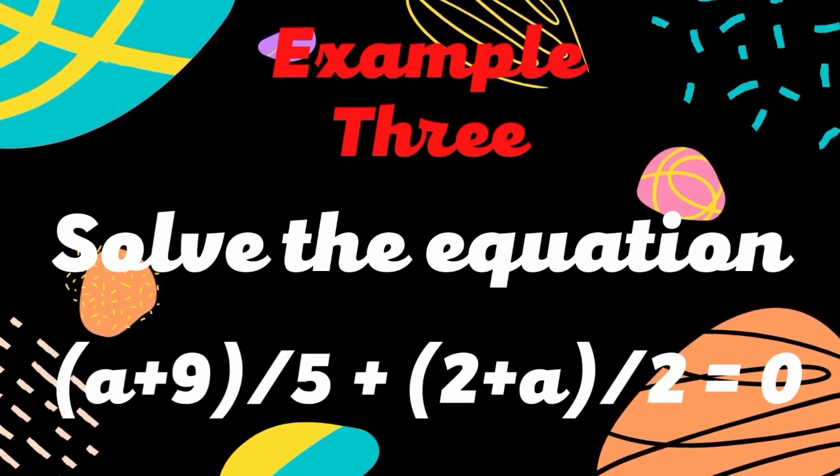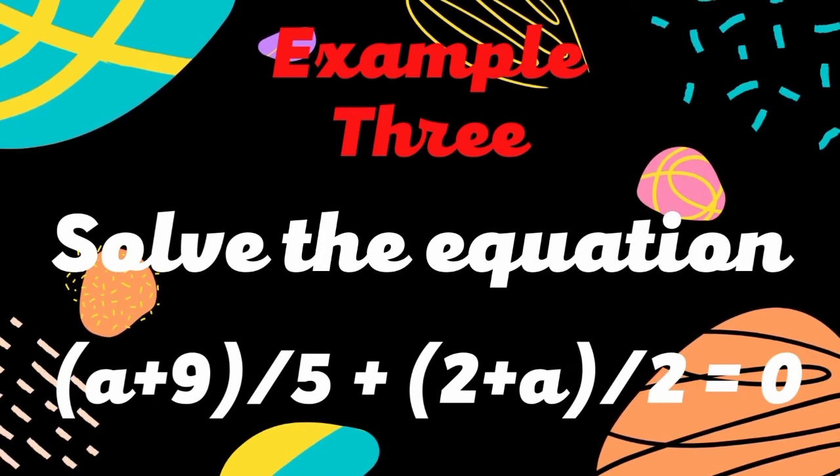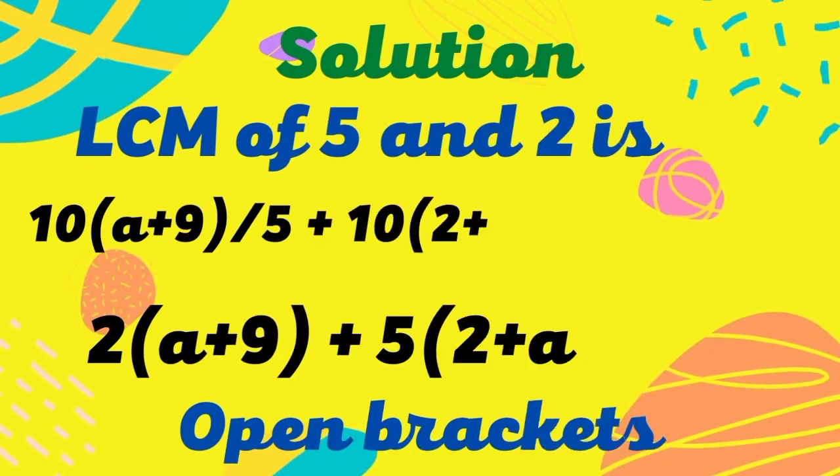The next example is example 3, and it says solve the equation a plus 9 over 5 plus 2 plus a over 2 is equal to 0. Just like the way we solved the previous example, all you need to do is to first of all take a look at the LCM of the denominators, which is the LCM of 5 and 2. So the LCM of 5 and 2 is 10, then you multiply each term of the equation by this very LCM.